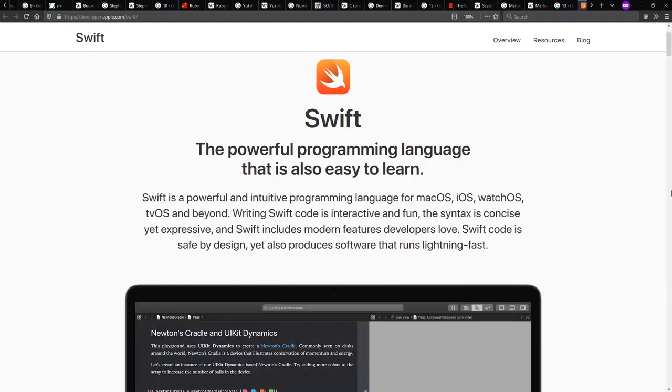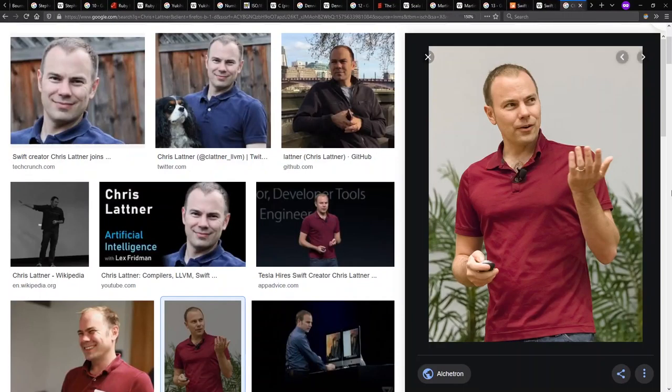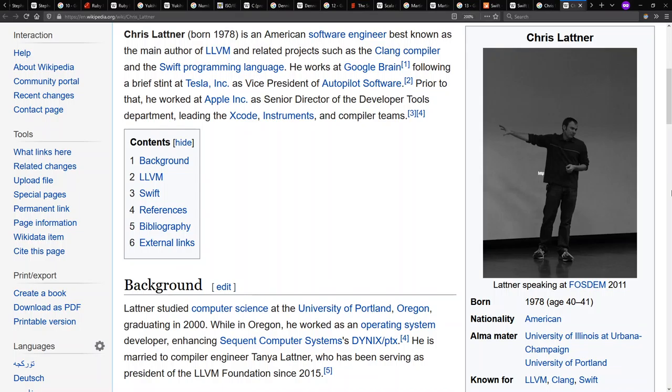Number 13, Swift. This is designed at Apple, released in 2014. This is the newest language on our list, designed by Chris Lattner of LLVM fame also. He is American. The best I could track him down to was University of Portland for his bachelor's degree. He may or may not be from the Oregon area.